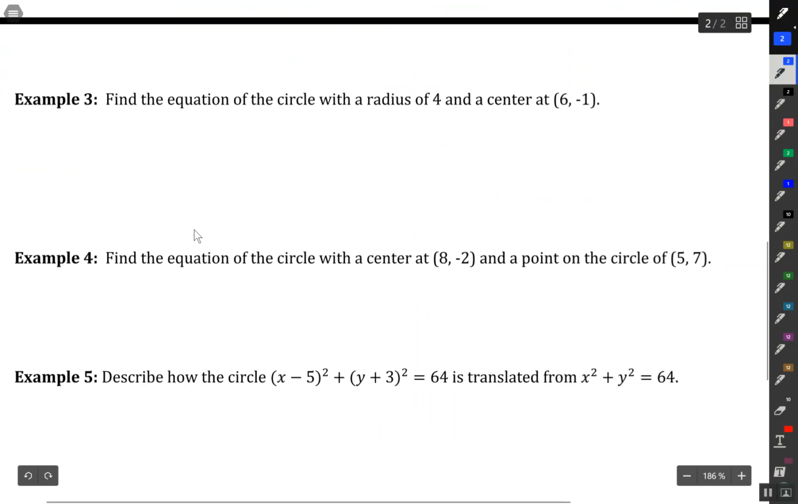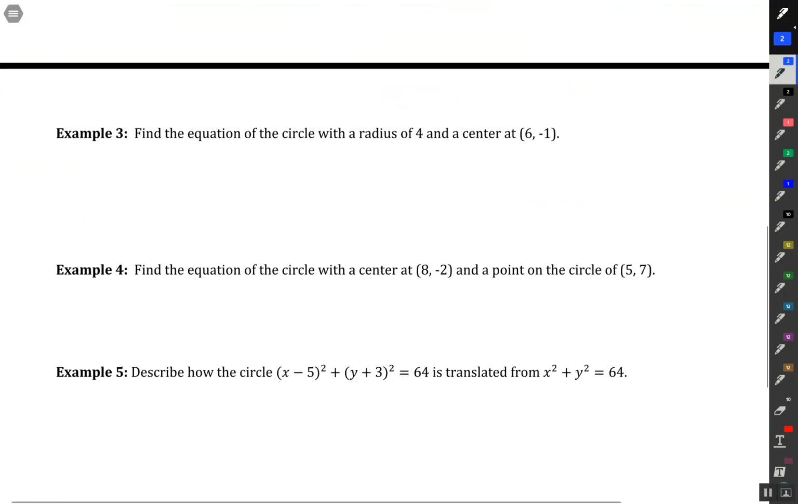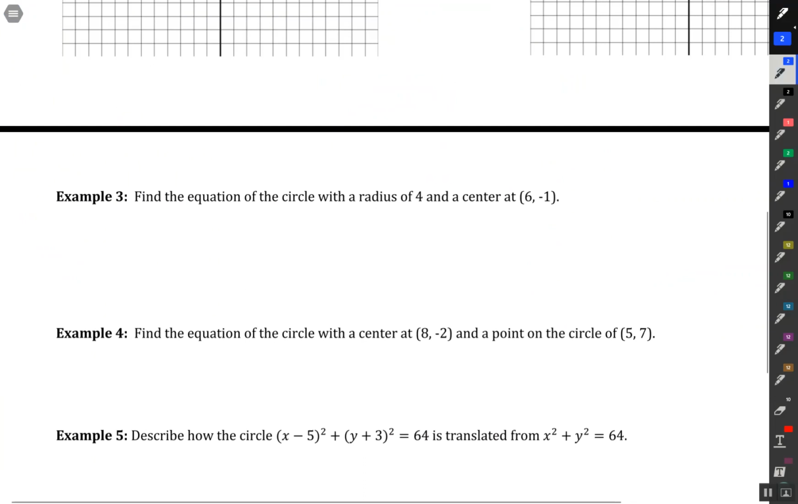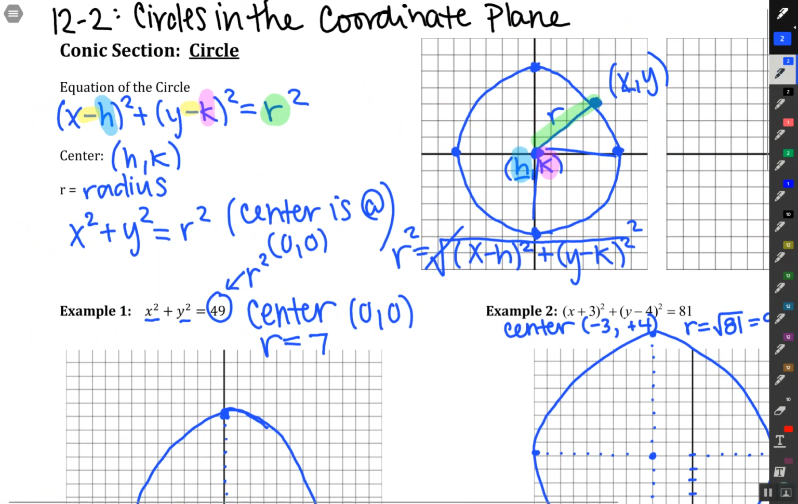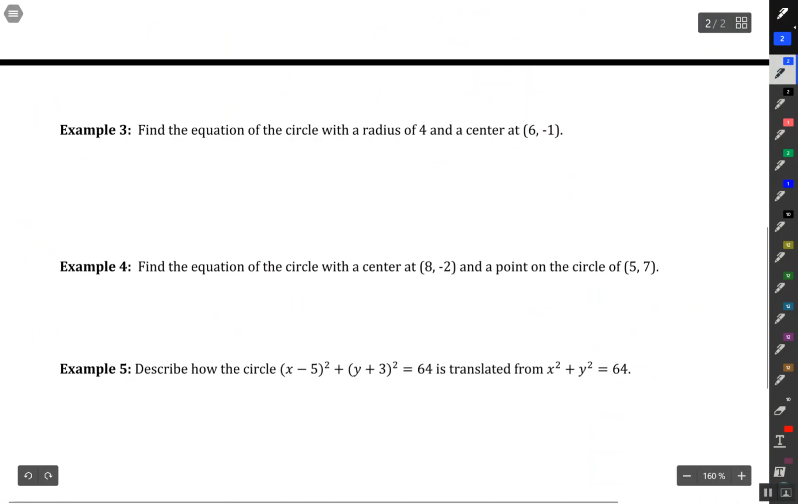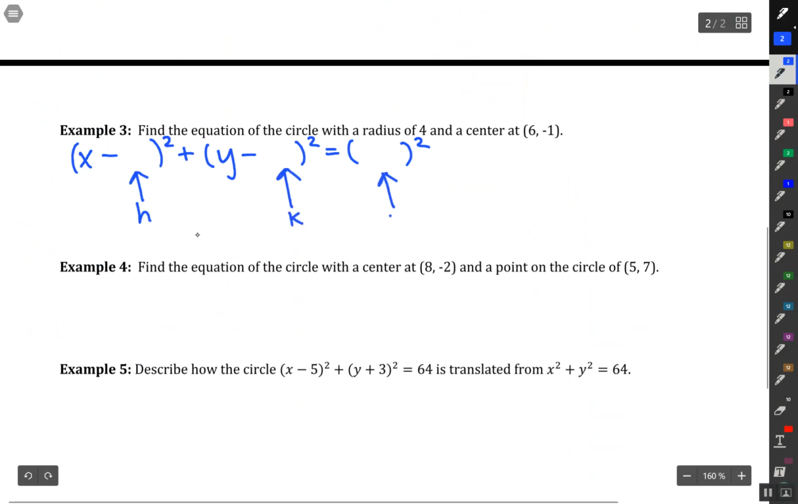Okay, moving on to some more examples that are kind of going a little backwards. Example 3 says, find the equation of the circle with a radius of 4 and a center of 6, -1. So essentially what they're giving you are the h, k, and r. Okay, so our equation, x minus h squared plus y minus k squared equals r squared. So this is where h goes, this is where k goes, this is where r goes.